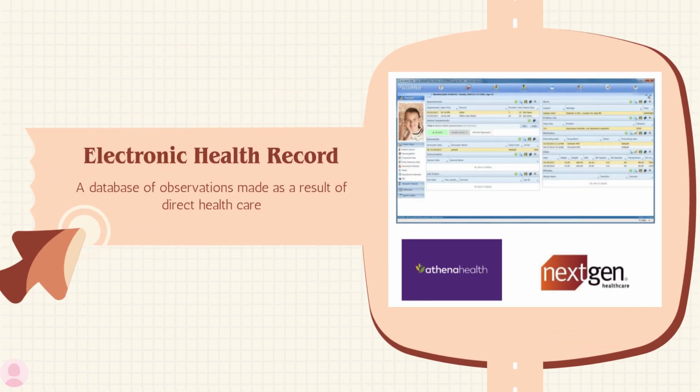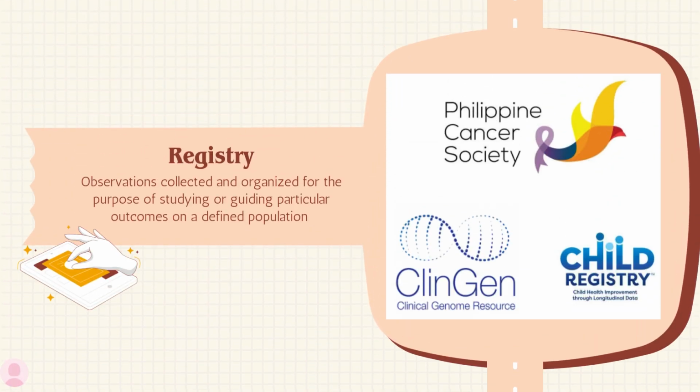All right, we have number 2, the electronic health record. It is a database of observations made as a result of direct healthcare. So, this is the set of information that is recorded while inside the hospital. So, everything from lab results to doctor's diagnosis is recorded here. Then we have number 3, registry. So, observations collected and organized for the purpose of studying or guiding particular outcomes on a defined population. So, associated studies are either multiple or long term and evolving over time.